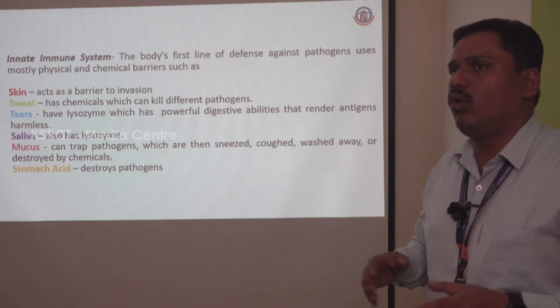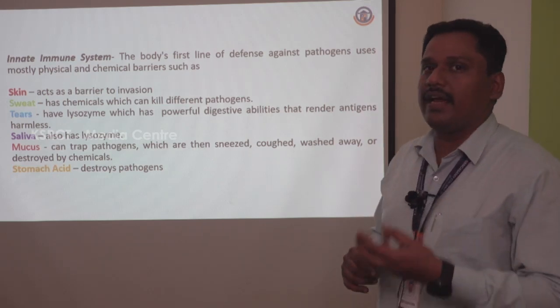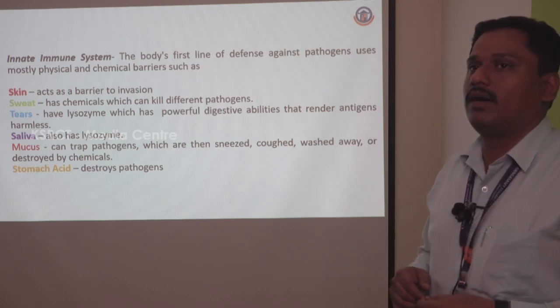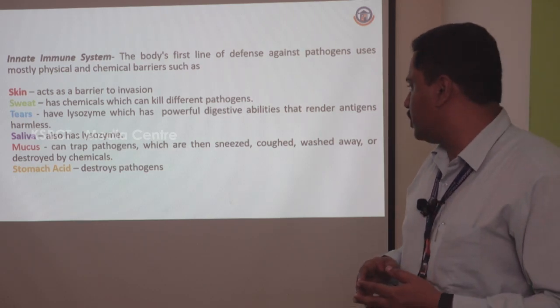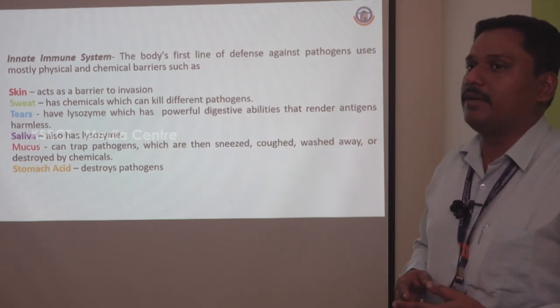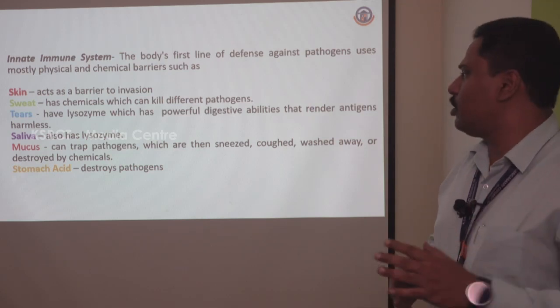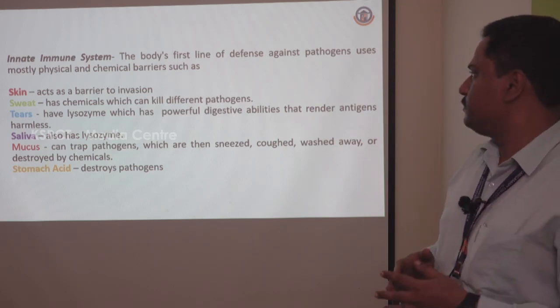For example, when we move around or ride a bike, some pathogens enter the mucosal layer, either through the mouth or through the nostril. We sneeze immediately. That is a primary response, or we cough, or the pathogens are washed away with the help of chemical substances, and the stomach acid destroys the pathogen.